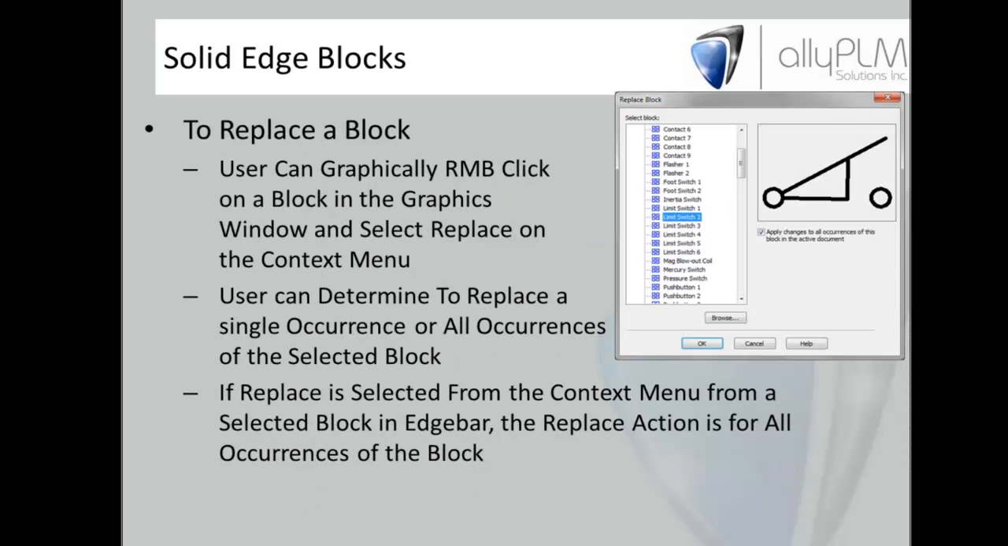You also have the ability to replace blocks, so you can either right-click on the block in the draft file and choose to replace it there, and if you do that, you can either replace that single occurrence or you can replace all the occurrences. Alternatively, you can select it from the edge bar and choose replace there, and what that'll do is replace every occurrence of the block.